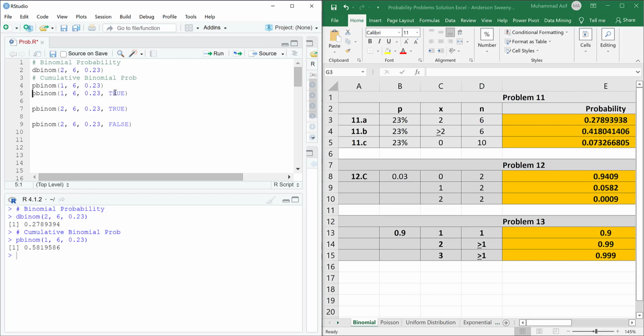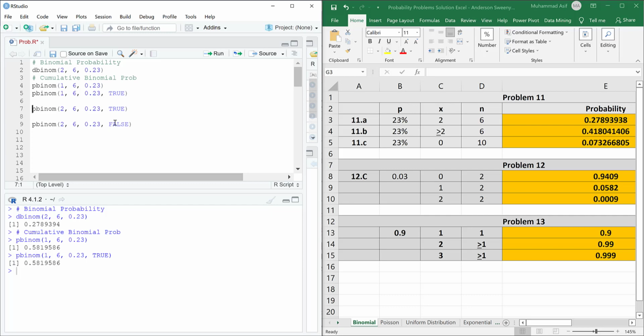You can also mention the cumulative argument as true. By default it will give a cumulative one even if you don't mention true, but even if you mention true, it will give the same result, 0.58. However, if you mention false, then it will give you the probability of the other side, the right side, which means the probability of 3, 4, 5 and 6 together.